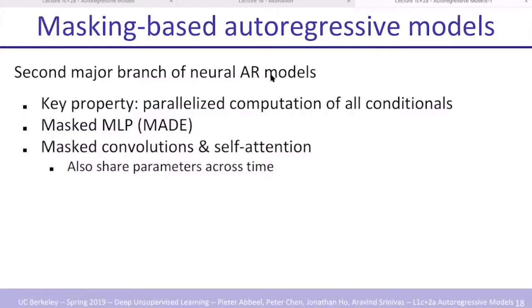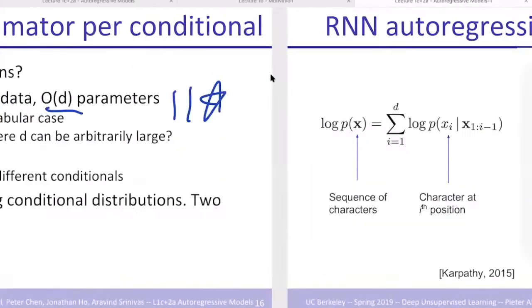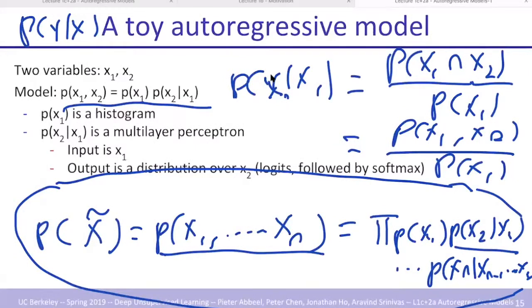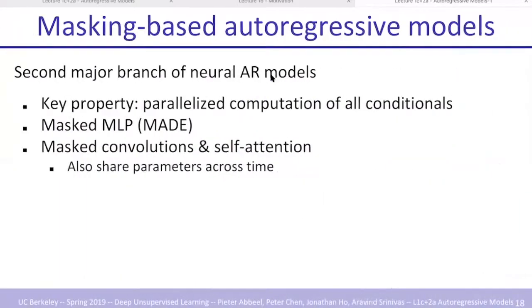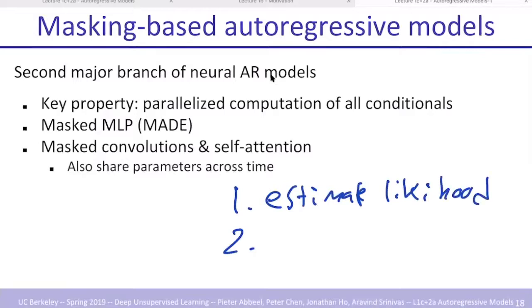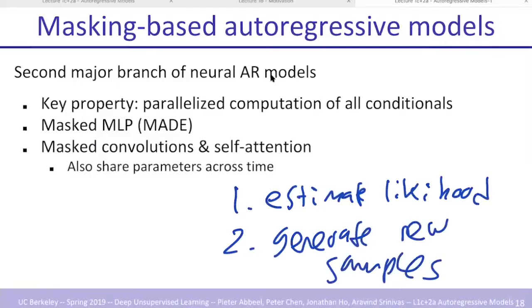So far, the thing about autoregressive models, when we look at this, is that there are two things we do with generative models. One of the two main uses of our generative model is that we first hope to estimate likelihood. The second thing we hope to do is to generate new samples.